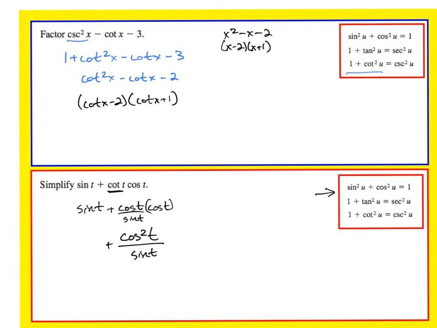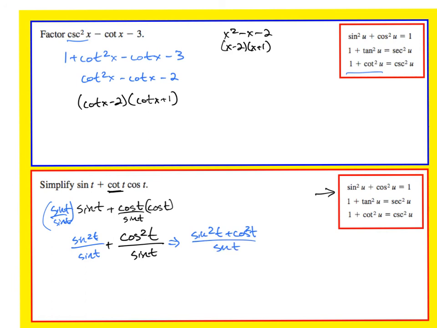Well, how do I add things together? What do I need? I need common denominators. Well, what's going to be the common denominator here? Sine. So what do I need to do to this sine t? Multiply it by sine over sine. Because if I multiply it by the same thing over each other, that's really multiplying by 1. It's just manipulating the way it looks. So really on my left side, I now have sine squared t over sine t. So now I end up having sine squared t plus cosine squared t over sine t.